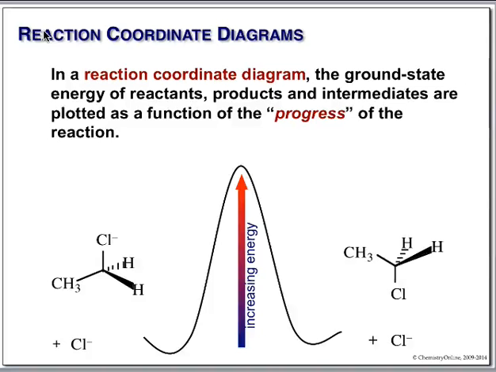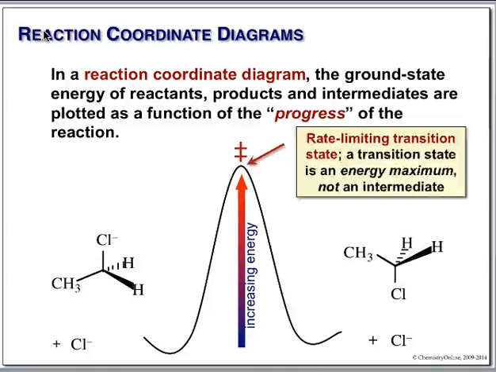This peak right here is referred to as the transition state. The transition state is the highest energy point in the reaction coordinate. It is not an intermediate. In the movie that we saw, this would be the point where the carbon was totally flat and the bond here was half made and this bond was half broken. That is the transition state. This is the amount of energy it takes to get there. The more energy it takes to get to the transition state, the slower the reaction will be.